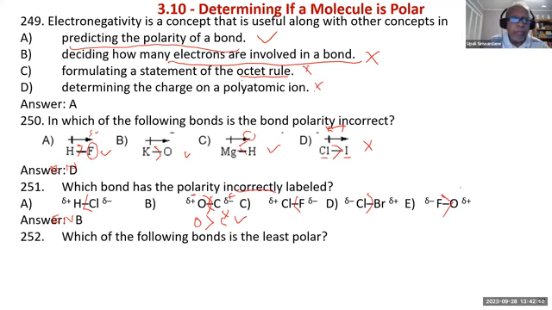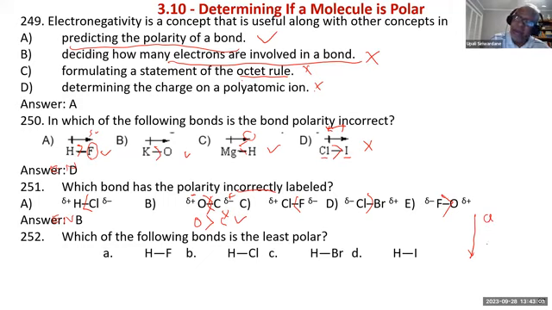Which of the following bonds is the least polar? When you look at the halogens, fluorine, chlorine, bromine, and iodine, going down the group, electronegativity decreases this way. Therefore, chlorine has greater electronegativity than iodine.